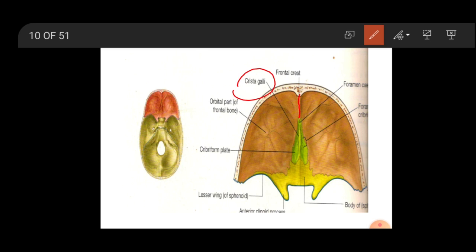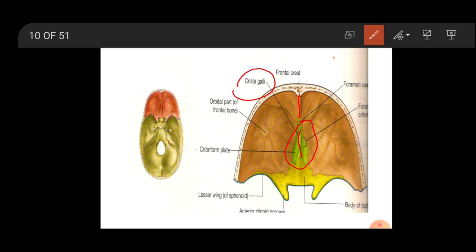So that is the crista galli here. Okay, so here you see this cribriform plate of ethmoid lies in the midline in the floor. The green colored structure is the cribriform plate of ethmoid. The cribriform plate of ethmoid is pierced by the 15 to 20 filaments of olfactory nerves, as the olfactory nerves enter the cranial cavity by piercing this cribriform plate of ethmoid.